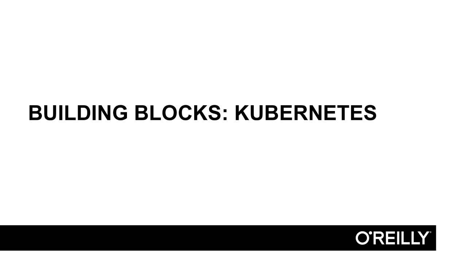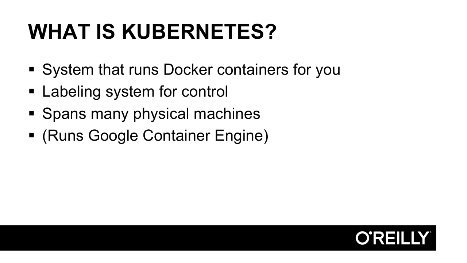In this video, we're going to talk about Kubernetes itself. First off, what is it? At the most basic level, Kubernetes is a system that runs Docker containers for you. It has a powerful labeling system that allows you to manage your containers in lots of interesting ways, as well as the ability to run containers on multiple machines. These capabilities scale up really big. In fact, Google is running their entire Docker-based platform on Kubernetes. It's called Google Container Engine.